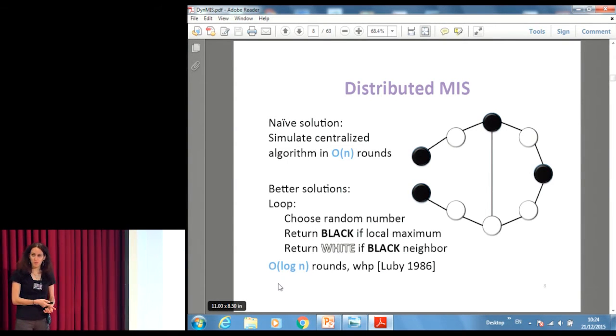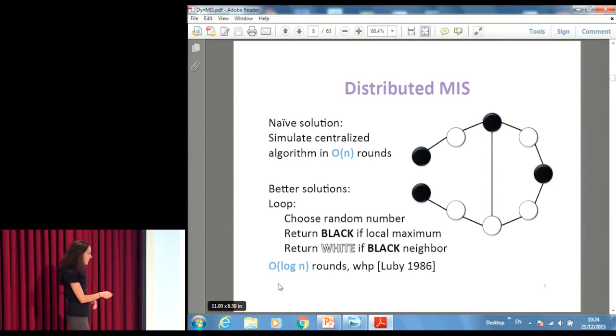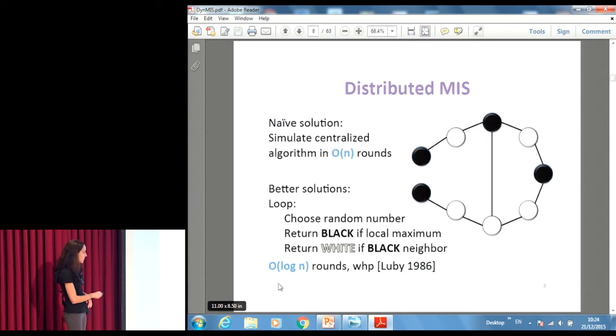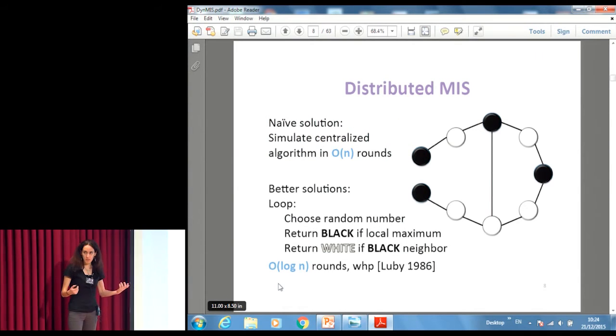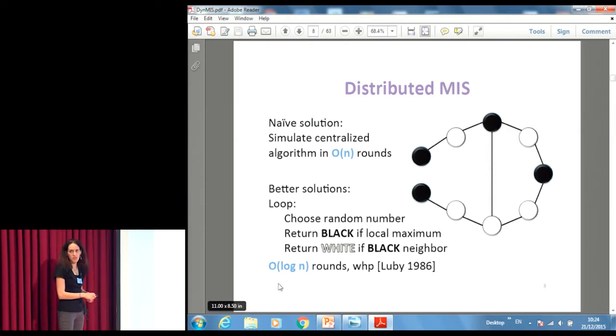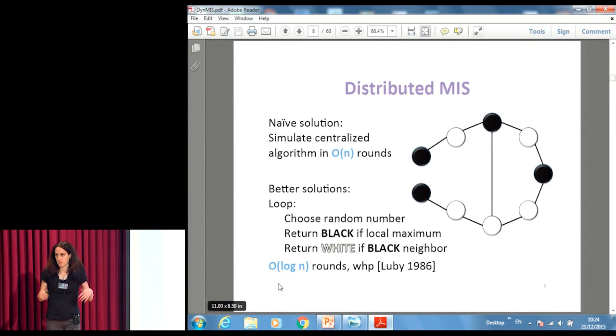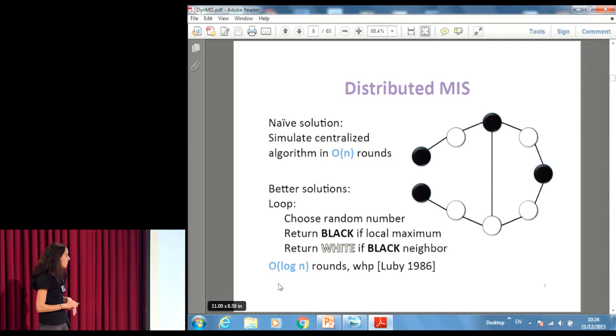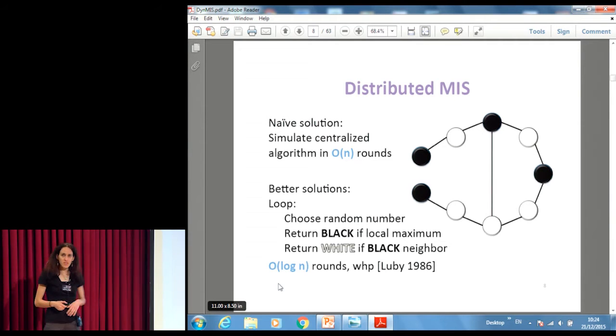So here's what we do. We loop over the following round of communication. I choose a random number. So even if I have IDs, I ignore them for a minute. You don't really need them. I choose a random number. I send it to all my neighbors, and I receive all the random numbers of my neighbors.